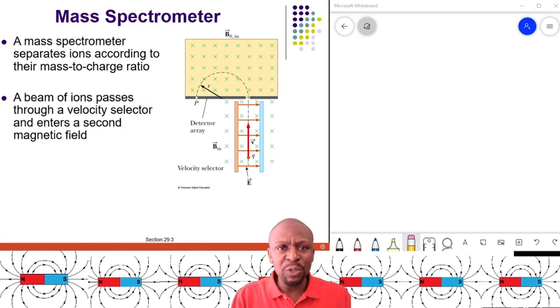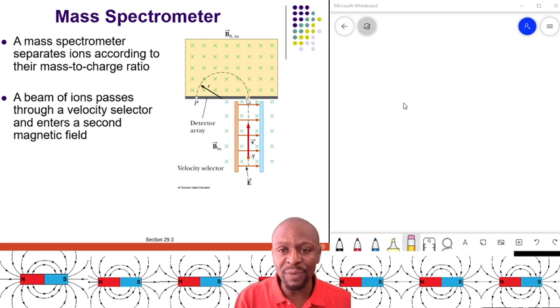Let me also show you the mass spectrometer simulation. In this case, a mass spectrometer separates ions according to their mass to charge ratio. A beam of ions passes through a velocity selector. You remember this is a velocity selector. When we have the magnetic field B as well as the electric field, only particles with the speed equal to the ratio of the electric field to the magnetic field will be able to pass through without being deflected.